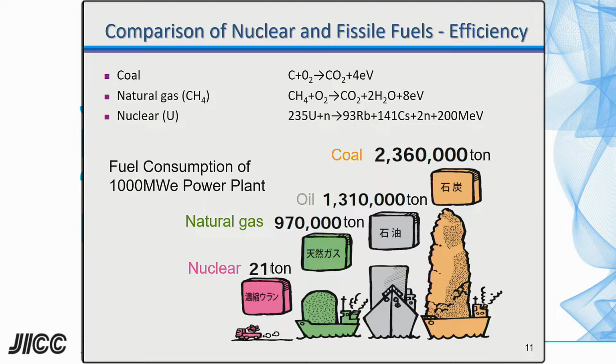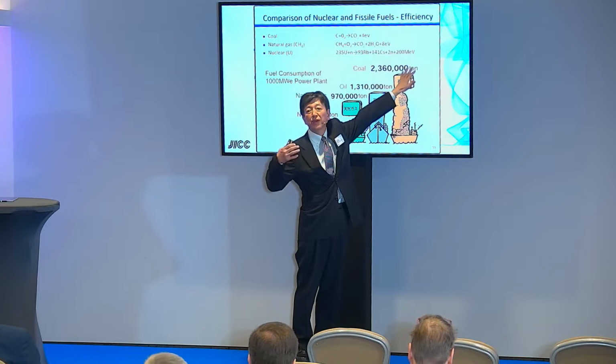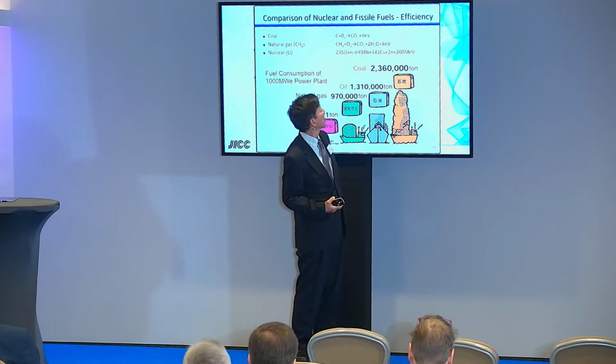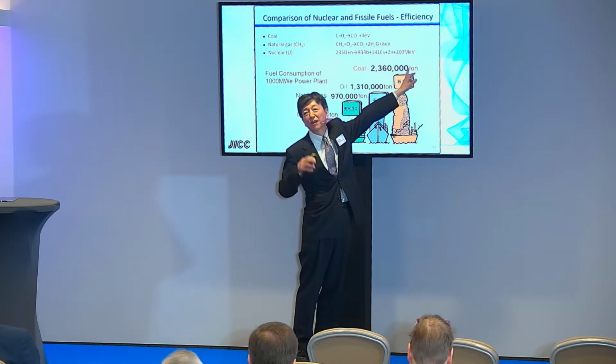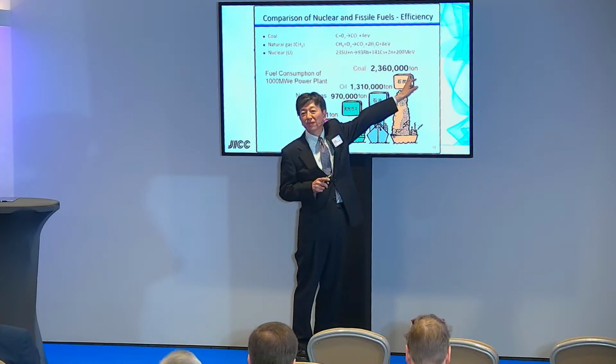How about the natural gas? It generates 8 electron volt. Then, what's nuclear? 1 uranium-235 generates 200 mega electron volt. That is greater by in order of 10 to the 8th, right? Mega electron volt is 1 million electron volt.